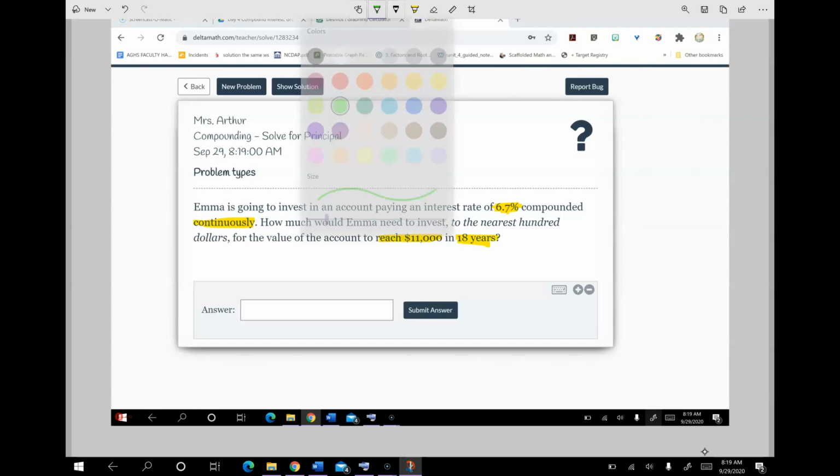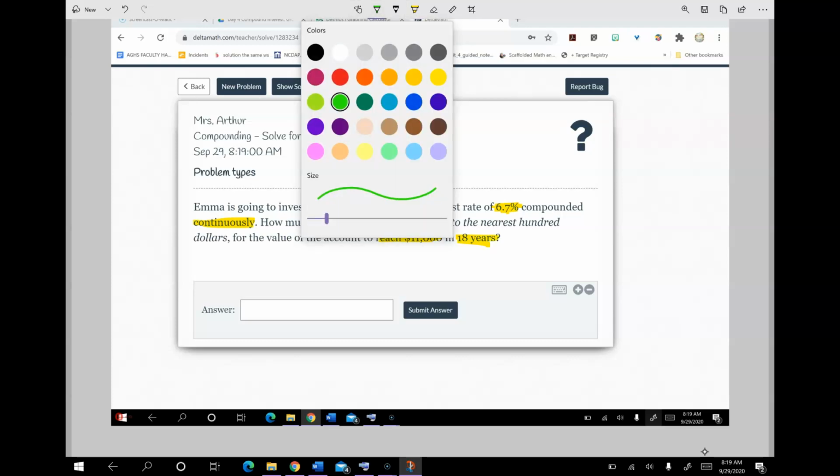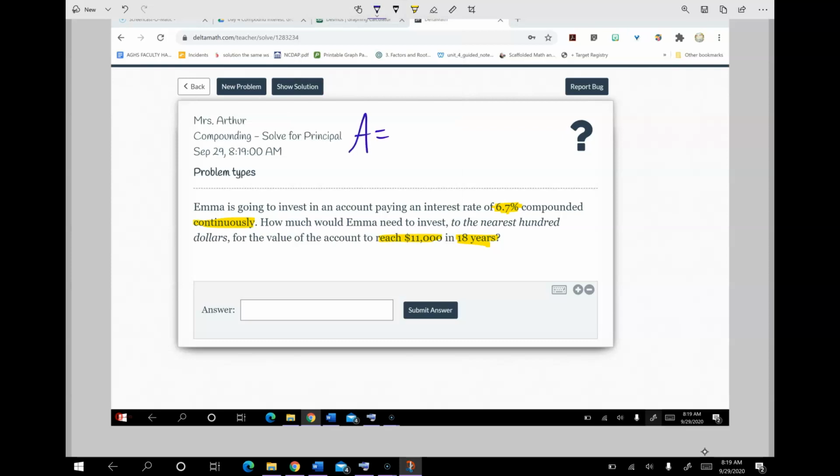So compounded continuously, that word chose my formula for me. That means my formula is A equals P e to the rt. I have an interest rate of 6.7, so convert that to a decimal, 0.067. If I want to reach that amount, that means I want to end with that amount. Reaching means you're ending. So that's my A, and 18 is my T. When I plug everything in, I have 11,000 equals, I don't know what P is, so leave it as P.